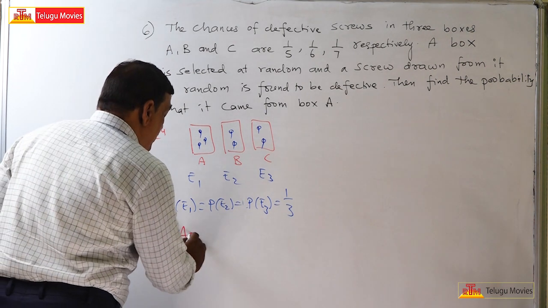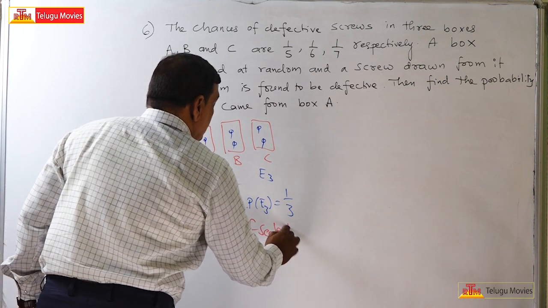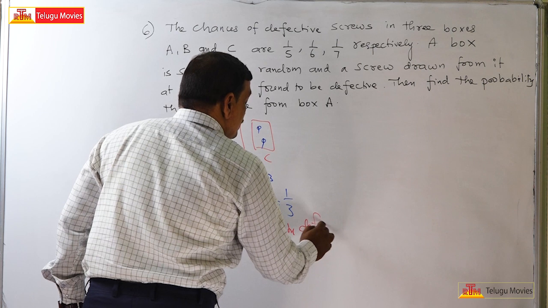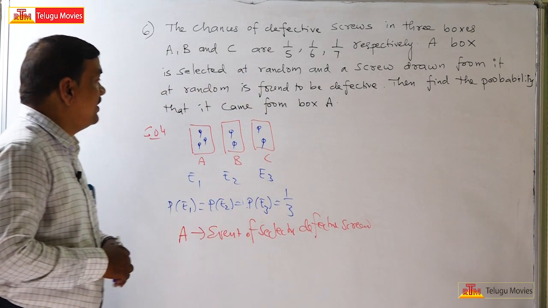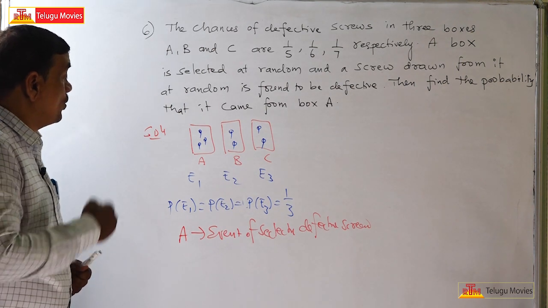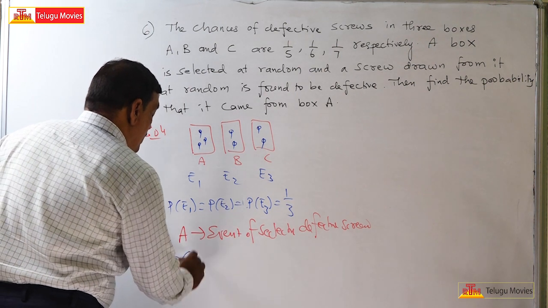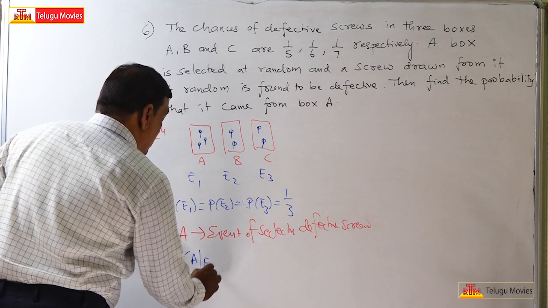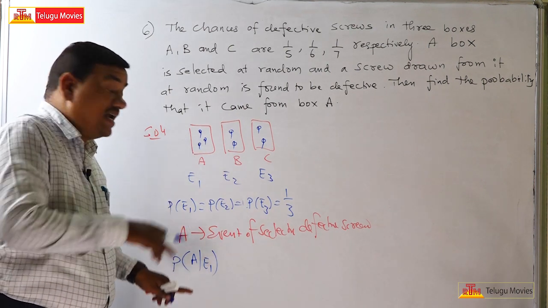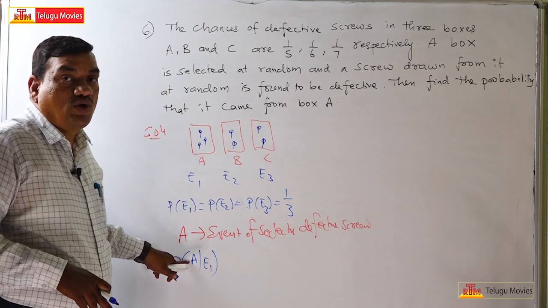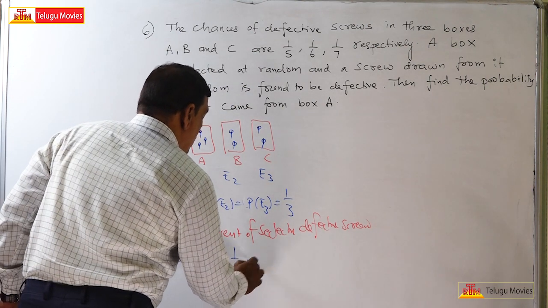Let A be the event of selecting a defective screw from it. So it is given that probability of A given E1, that means first you select box A, and from that the conditional probability of a defective screw, is equal to 1 by 5.